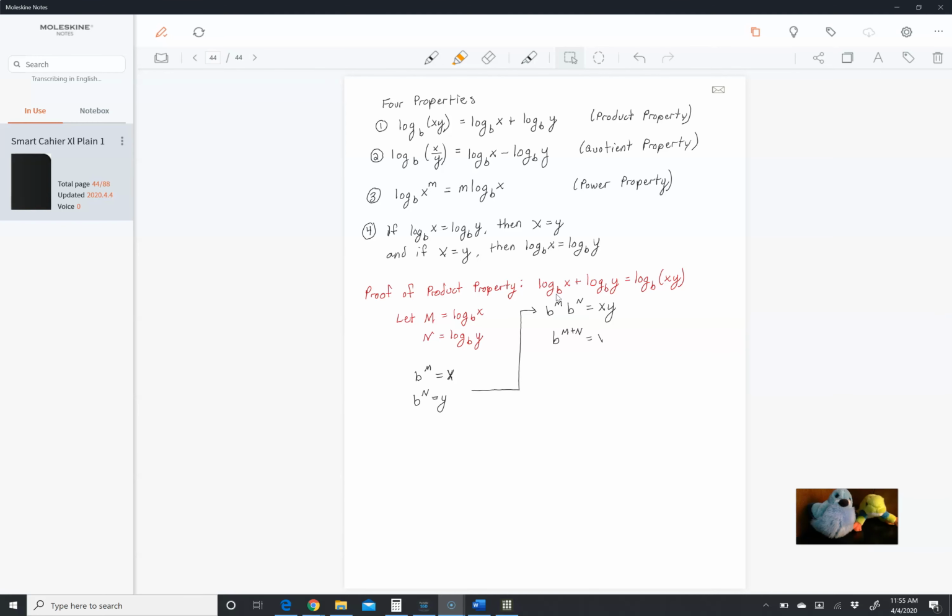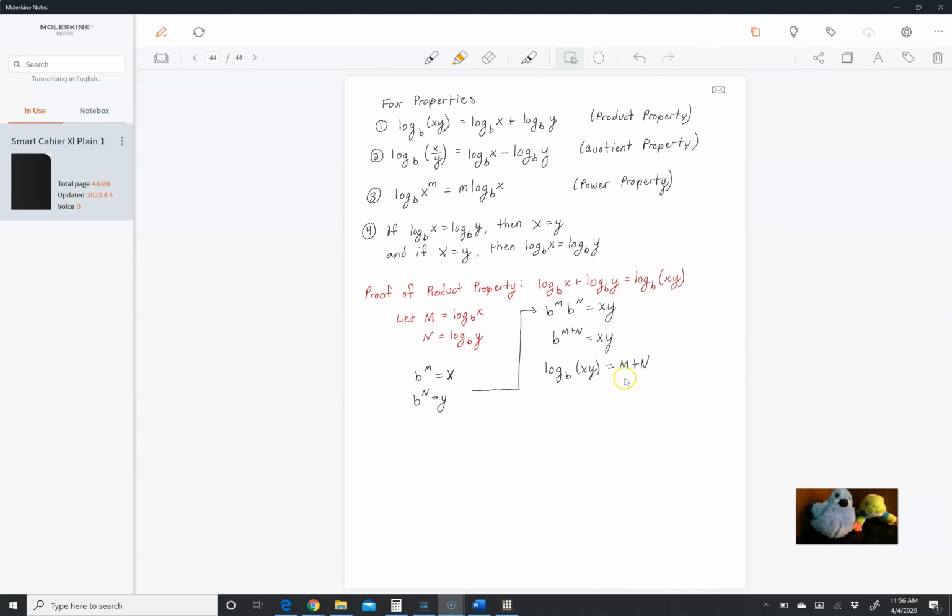And now all we have to do is turn this back into logarithmic form. So if we turn it back into logarithmic form, we're going to say log base b. The base of the exponential is the same as the base of the logarithmic. The argument is the same as the answer. And the purpose of a log is to solve for the exponent. So we put it back into logarithmic form.